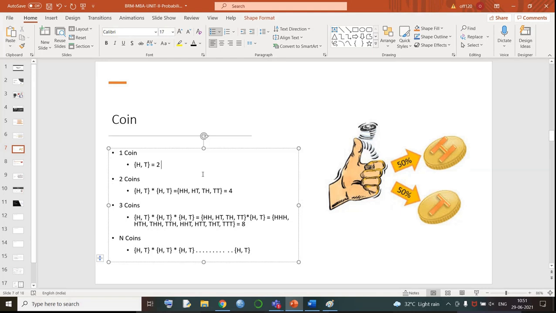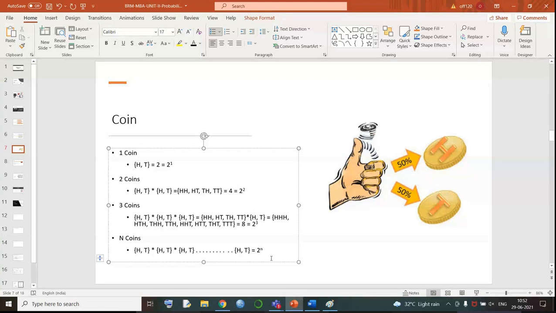Now see here, 2 can be written as 2 power 1. Similarly, 4 can be written as 2 square, and 8 can be written as 2 cube. That means if 2 coins are tossed, the total number of exhaustive cases is 2 square. If 3 coins are tossed, the total number of exhaustive cases is 2 cube. Similarly, when n coins are tossed, the total number of outcomes of a random experiment is how much?